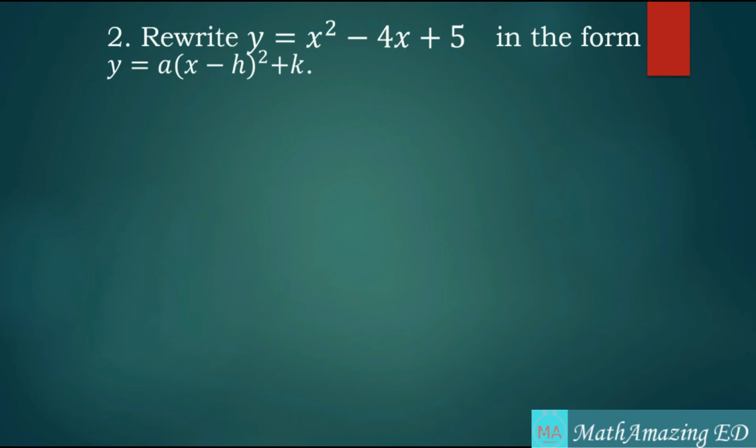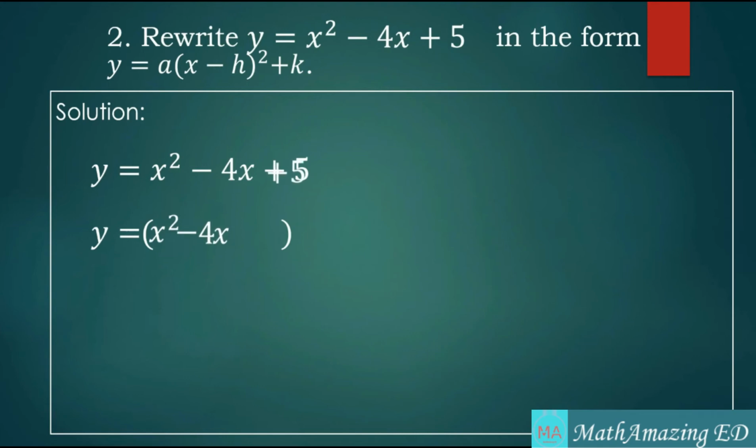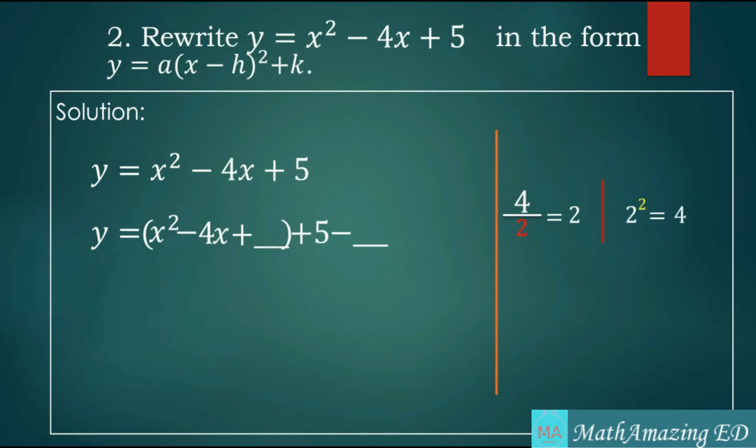For our second example, suppose we're going to rewrite y = x² − 4x + 5 in the form y = a(x − h)² + k. We will write the given equation first and then group the terms with the variable x. Next step would be completing the square. We have the middle term here, which is 4, divided by 2, we have 2. Then 2 squared is 4.